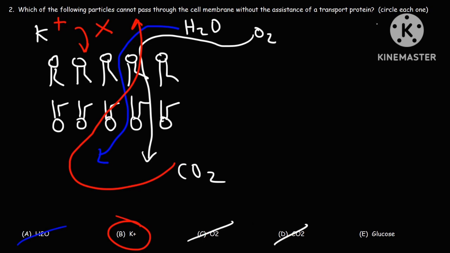Now glucose can't diffuse through the membrane without the assistance of a transport protein. So glucose, it needs a carrier protein to get through the membrane. So E would also be an answer. So it's both B and E. Ions and big polar molecules like glucose, they need a transport protein to pass through the membrane.